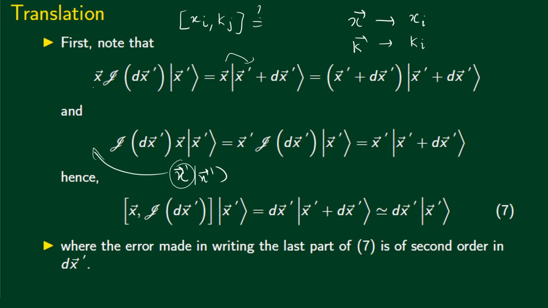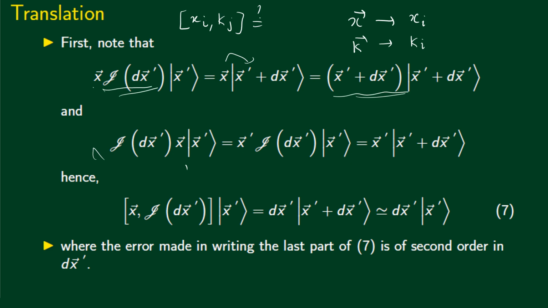It can go to the left of this operator, and you get x vector prime, a number. It's a collection of numbers basically, because we are talking about 3 dimensions. So it's x vector prime, J of dx vector prime acting on ket x vector prime. What is this? This is equal to x vector prime, and we know the action of J of dx vector prime on ket x vector prime, which is nothing but x vector prime plus dx vector prime. All right. So this is what we get.